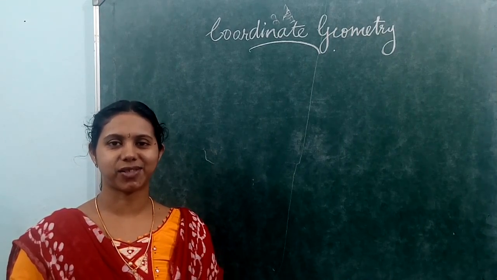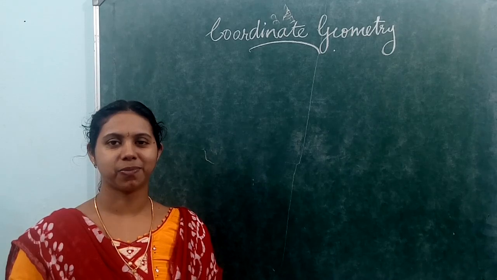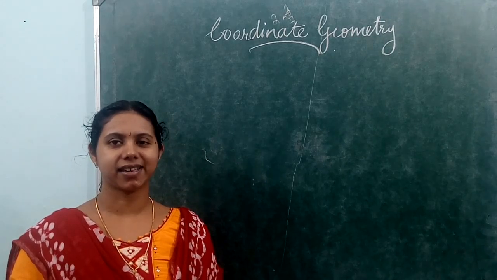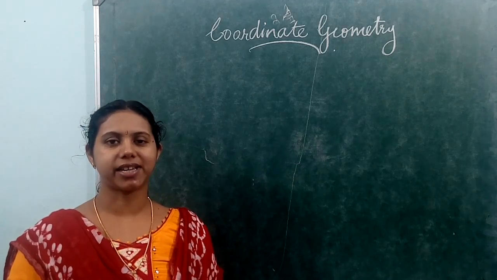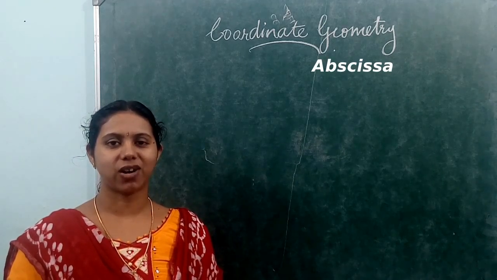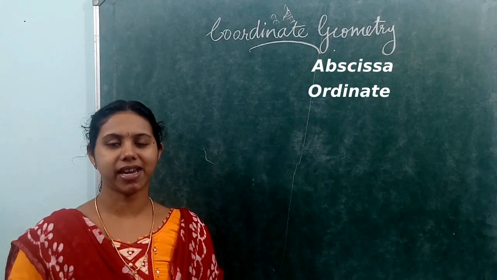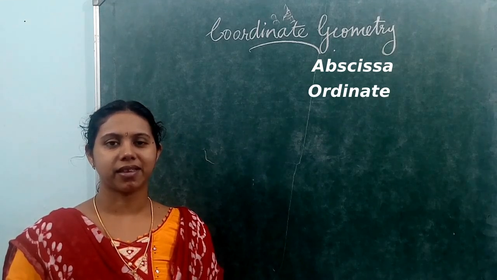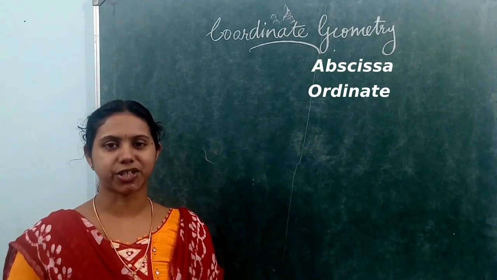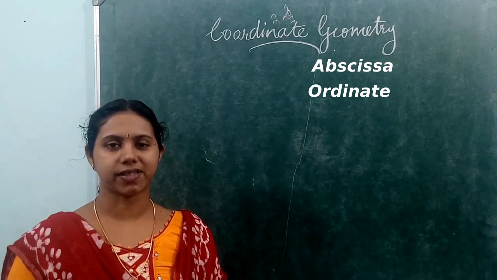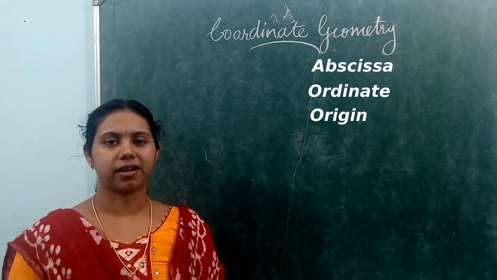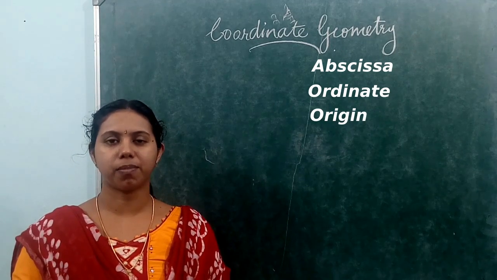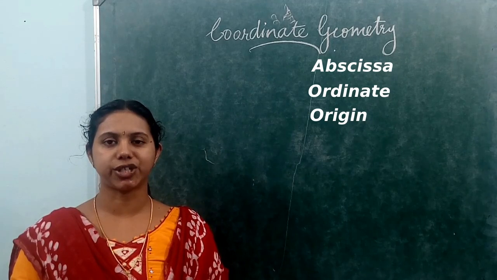In the last class, we studied the coordinate plane, coordinate axes and the 4 quadrants. The x coordinate is known as the abscissa, the y coordinate is known as the ordinate, and the intersection point of the coordinate axes is known as the origin. We also discussed how to locate the position of a point in the Cartesian plane.